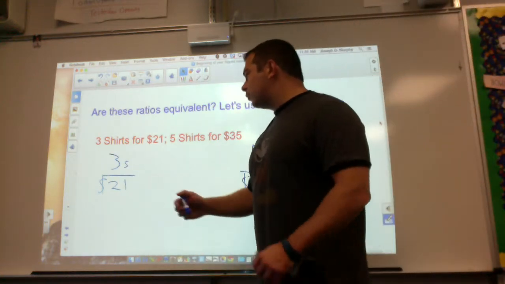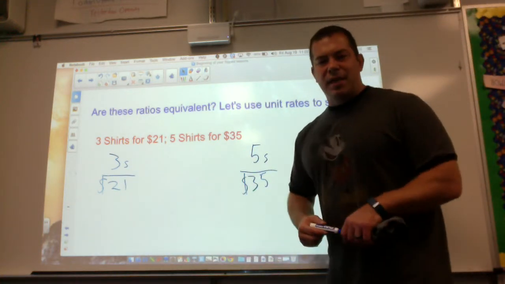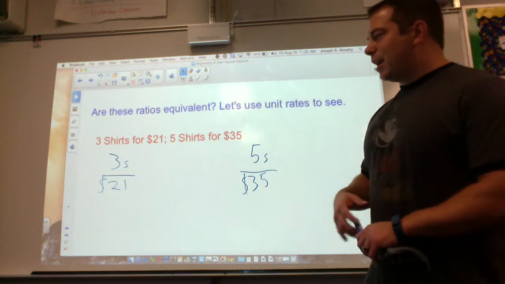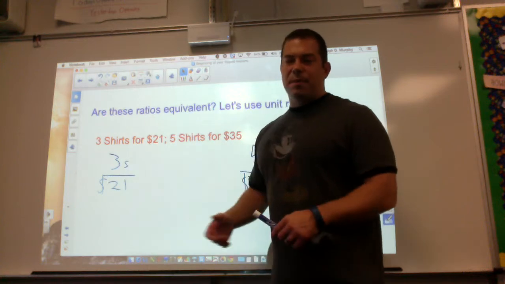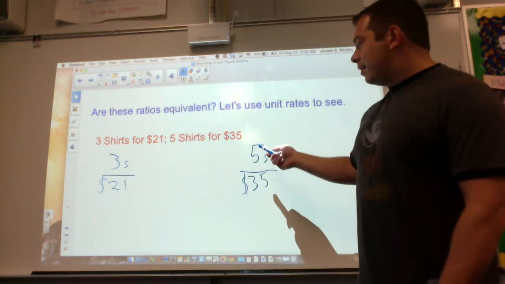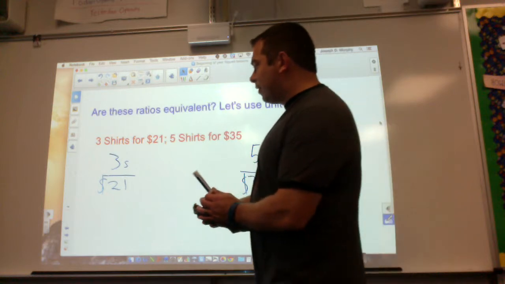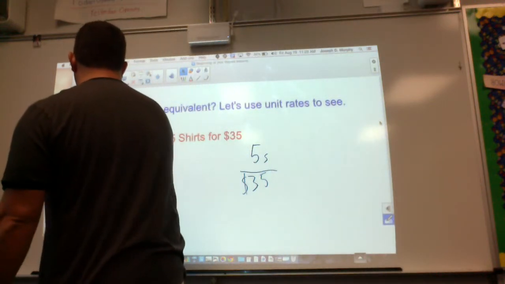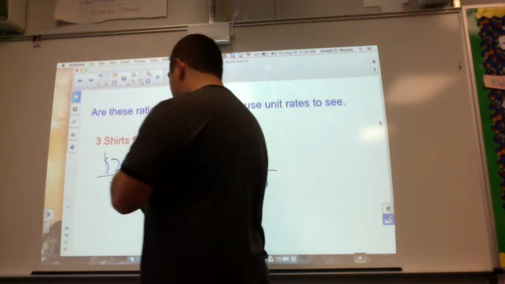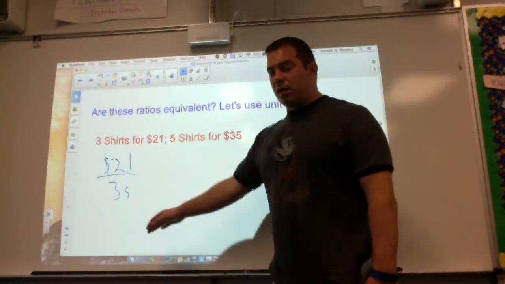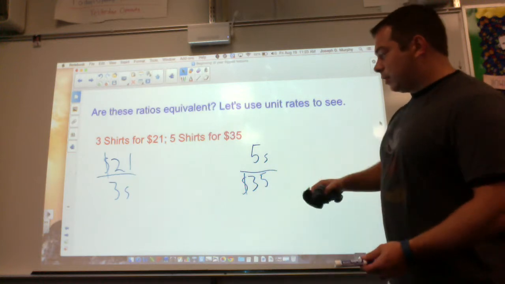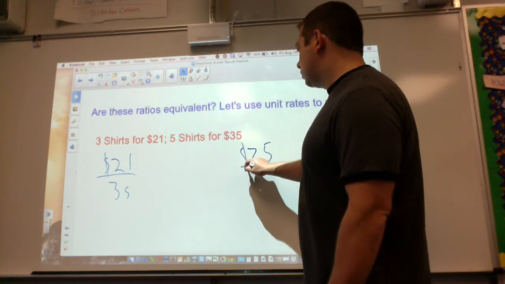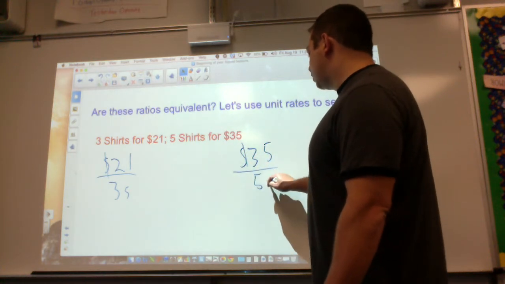Okay, so let's bring it to, well, you know what? I kind of made a mistake here, and that's okay that I made it because I want to fix it right now. When I'm dealing with unit rates, I want my smaller number to be on the bottom, okay? Because it's going to be easier to make it 1. So let's do that right now. $21 for 3 shirts. Now, since shirts is on the bottom of this one, it has to be on the bottom of this one. So let's make it $35 for 5 shirts.